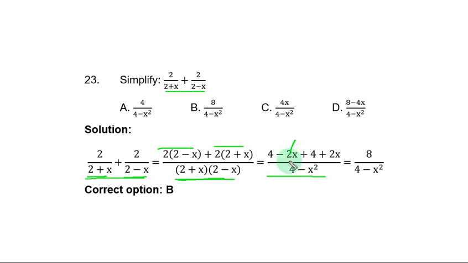Clearly, minus 2s plus 2s is equal to 0. 4 plus 4 is 8 over 4 minus s squared. B is the correct option.